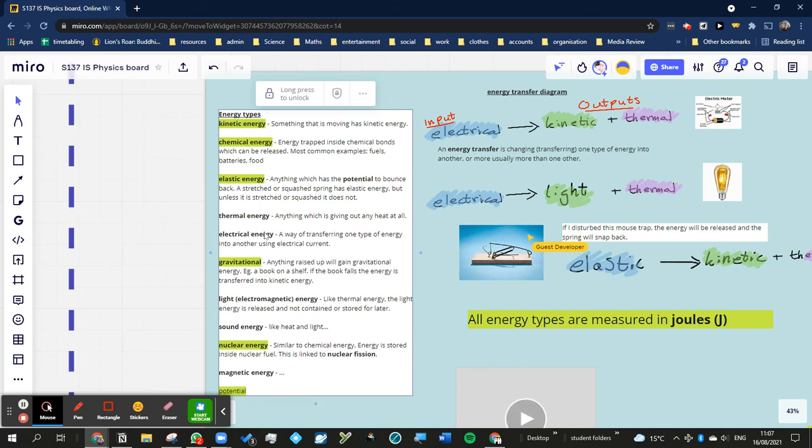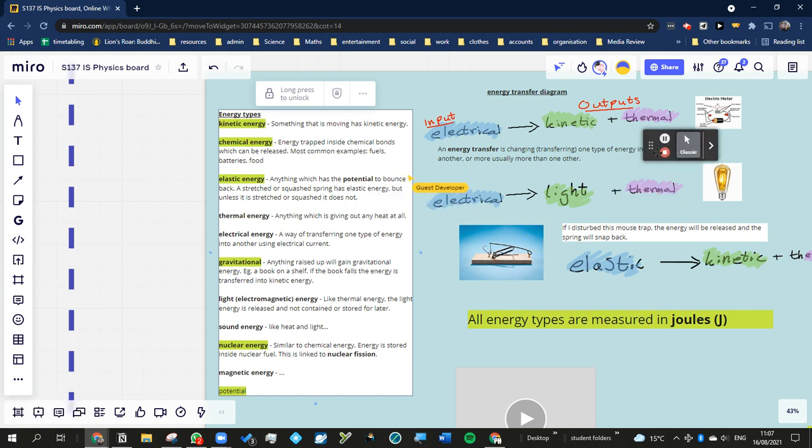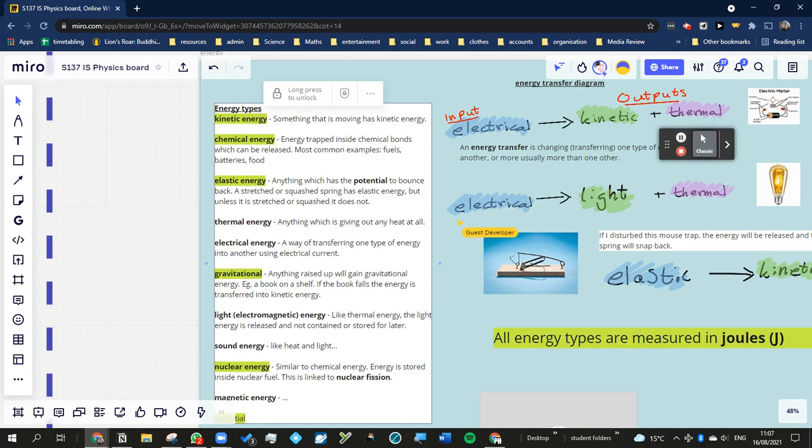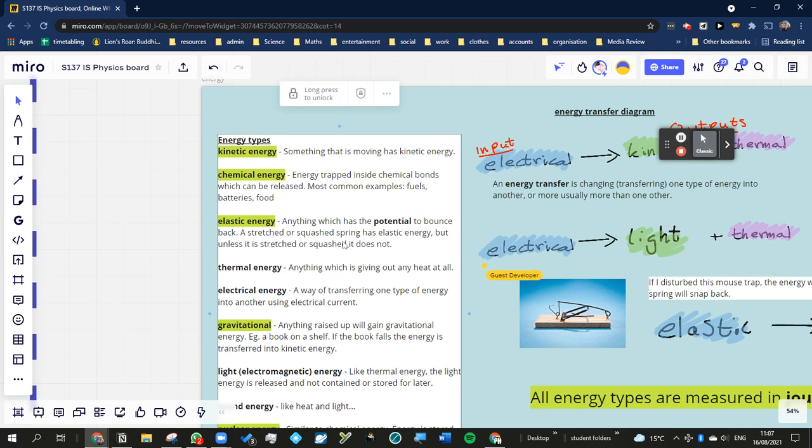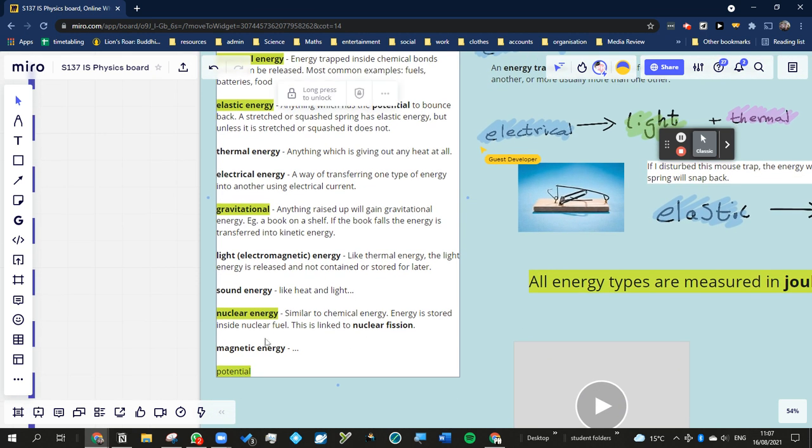So these are the different types of energy, and I'm not going to go into what each one is. I think you might know a lot of it already, but I'm just going to highlight some of the key points that often catch people out. So first of all, what are all these green things?